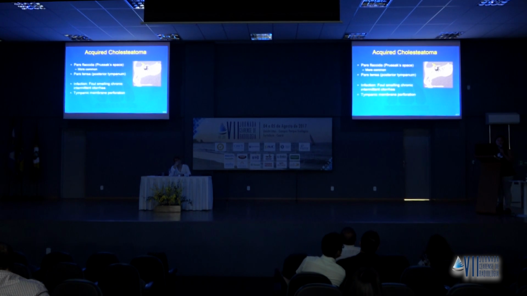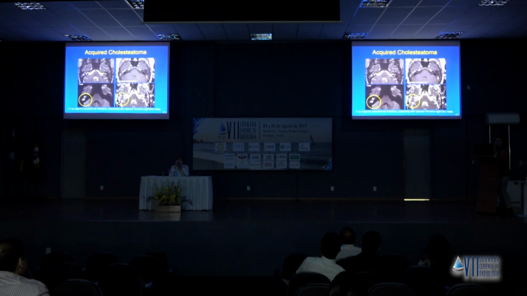Acquired cholesteatoma is much more common than the congenital type. And typically, the Prussak space, pars flaccida, is involved in these patients. The typical story is these patients have chronic or recurrent infection. Therefore, their tympanic membrane is almost always perforated. At the time of their initial diagnosis, their primary presentation might be a foul-smelling intermittent otorrhea.